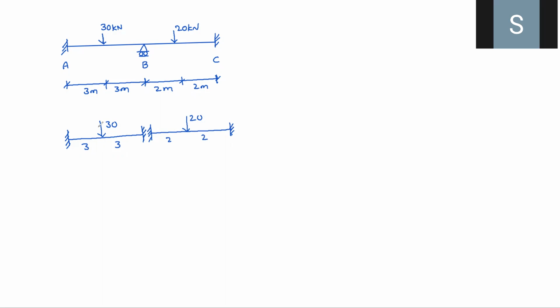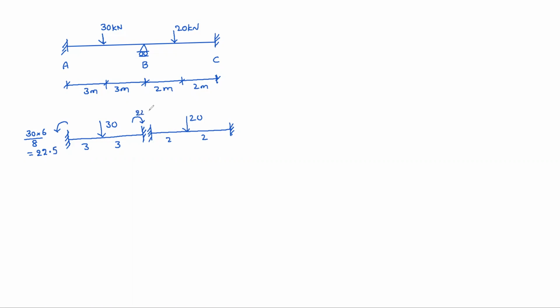What is the fixed moment here? PL by 8. So PL by 8 means how much? PL by 8. 30 into L is here 6 by 8. That equal to 22.5. Here also 22.5. Here in this case, same PL by 8. 20 into L is 4 by 8. That equal to 10. So 10 here.